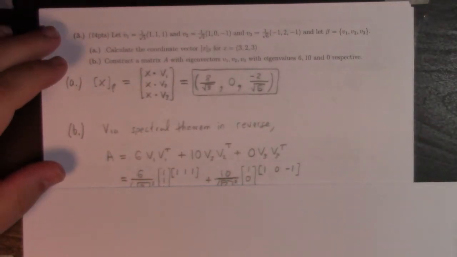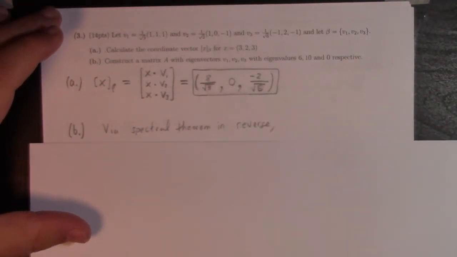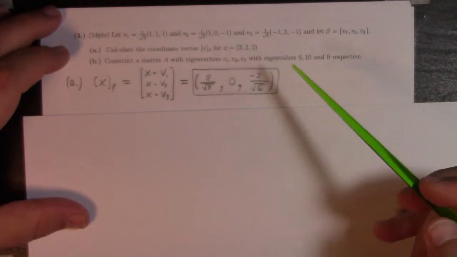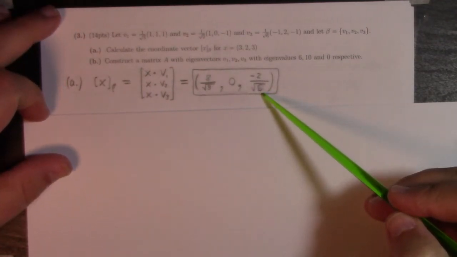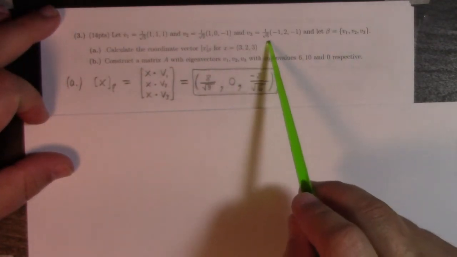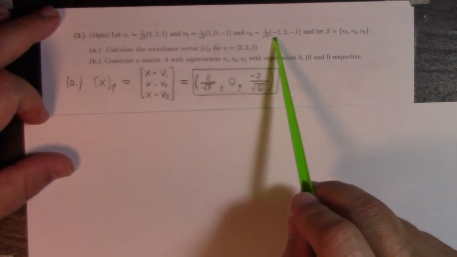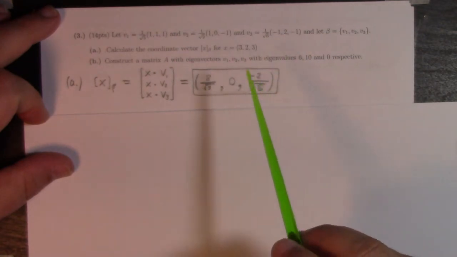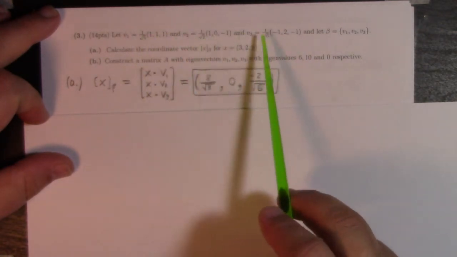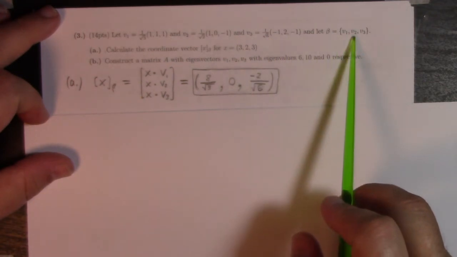Okay, so next up here, I'm trying to make some corrections. In my original solution, I think I had a 3 here because I failed to remember that I had a root 6 to normalize this vector. So I fixed that here. So we got v1, v2, v3, beta.